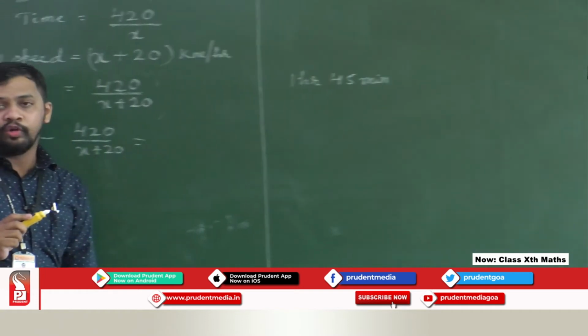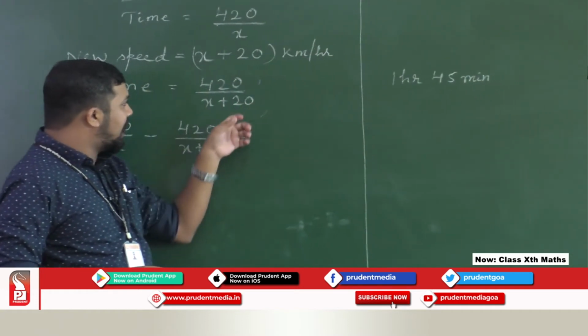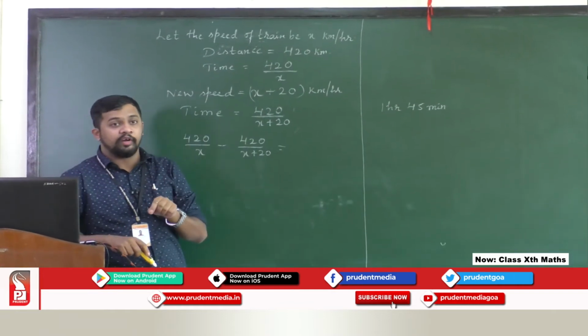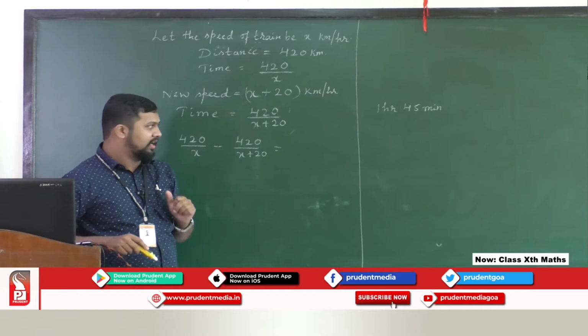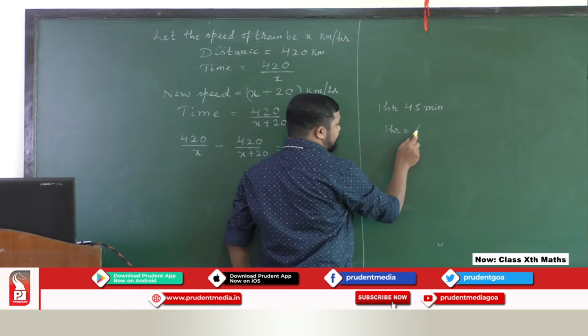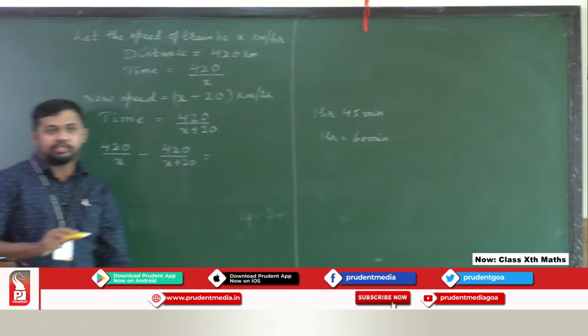Now if you see, the units should be the same. Everything here is in kilometer per hour, and time is also in hours, but one of them is 1 hour 45 minutes. That means I have to convert these minutes into hours. Now you know 1 hour is 60 minutes.